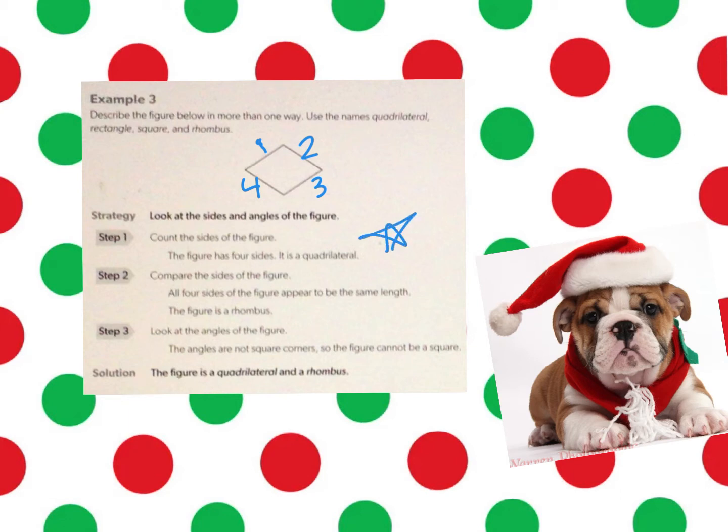And then we're going to compare the sides of the figure. Are they all the same length? They are. So it is also a rhombus. And then look at the angles. Are they square? Are there square corners, or are they not square corners? So they're not square corners, so the figure cannot be a square. So no square. But it is a rhombus. It also can be classified as a quadrilateral as well.